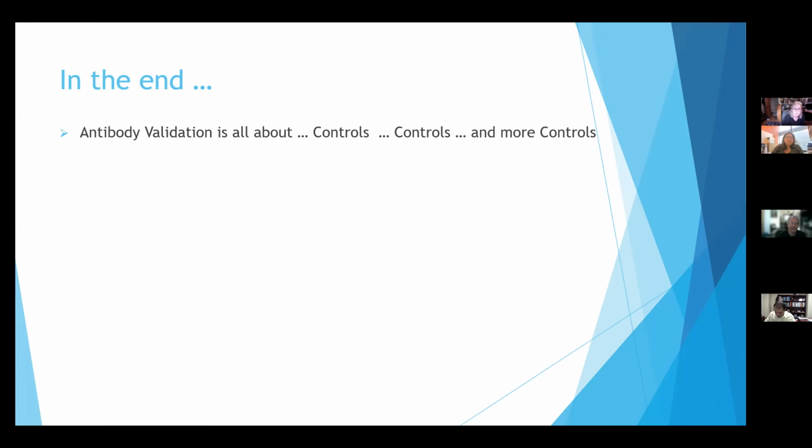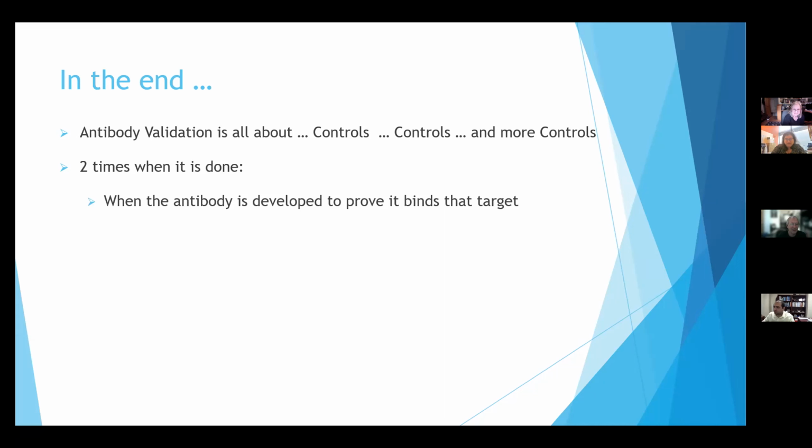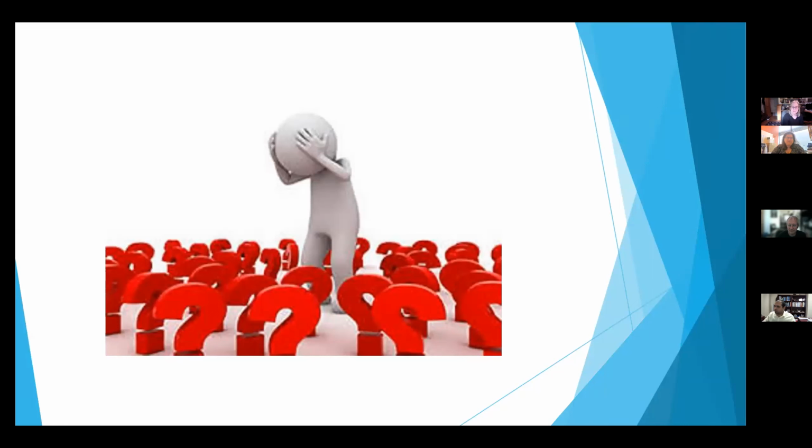So in the end, validation is really just all about controls, and more controls, which doesn't sound fancy, sounds really boring, but unfortunately, like exercise, is very important. And the two times when it has to be done is when the antibody is initially developed, and then hopefully, and this is when we run into reproducibility problems, bad conclusions in our experiments, is when each experiment is run. And that's because the epitopes that are available, the three-dimensional surfaces to which the antibody binds, is technique dependent, protocol dependent, and sample dependent. And I really hope you don't feel like this.